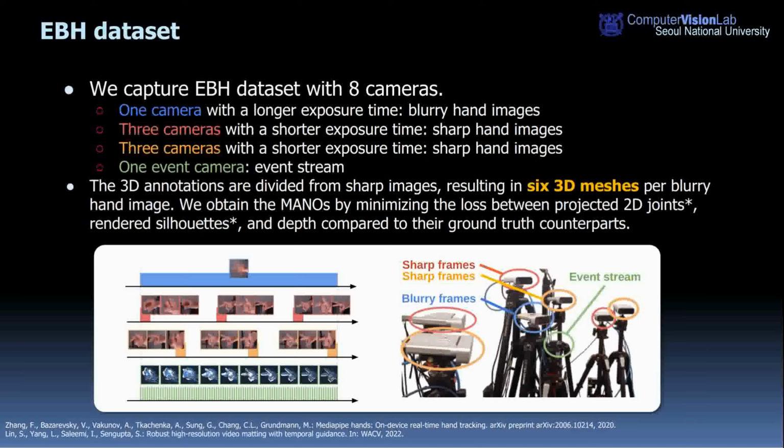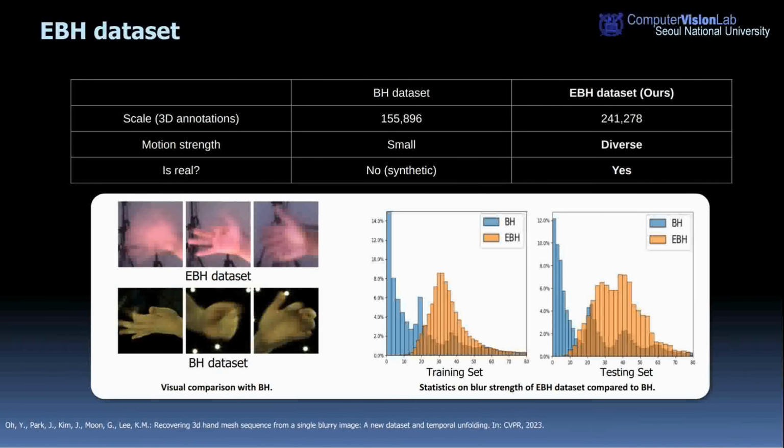We obtain mono representations by minimizing the loss between 2D joints, rendered silhouettes and masks, and depth maps compared to their ground truth counterparts. Finally, our EBH dataset includes 40,213 annotated blurry hand images from 10 individuals performing various common gestures, along with corresponding event streams. Each blurry image has 6 3D annotations from different time steps, totaling 241,278 3D annotations.